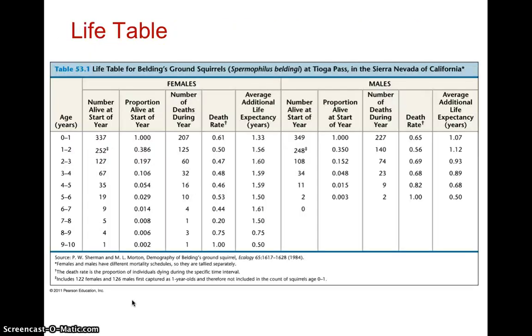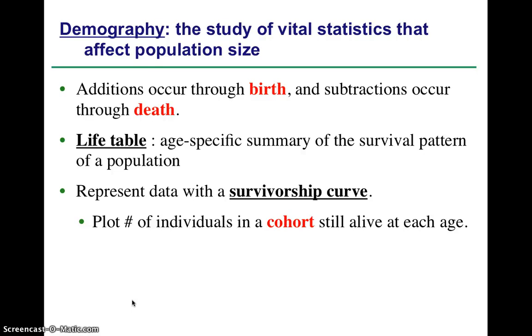Now, this is talking about demographics. Demographics basically deals with vital statistics that affect population size. So we're talking about birth and death. Those are the two key things. We usually organize a demographic study into a life table, which allows us to see any survival pattern within the population. Besides the life table, we can also create a survivorship curve, which we'll talk about a little bit later. The next slide is actually an example of a life table.